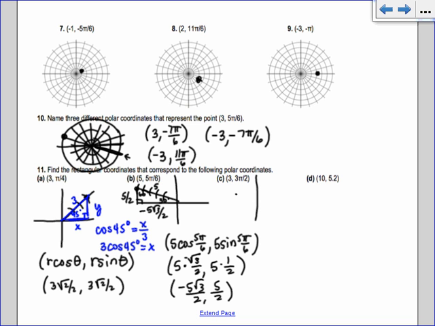All right, now (3π/2), these are the easy ones when they're on the x or y axis. They're not really the x or y axis, but you get what I'm saying. So I'm going to go out 3 in this direction. What point is that in rectangular coordinates? It's (0, -3). That's all you need. And then (10, 5.2), there's really no nice way of doing this. This is 5.2 radians.